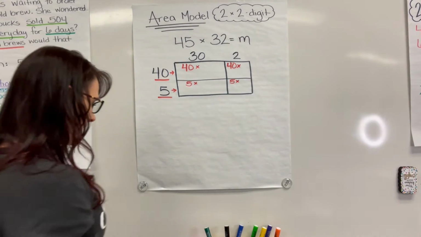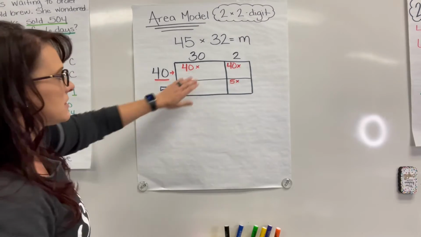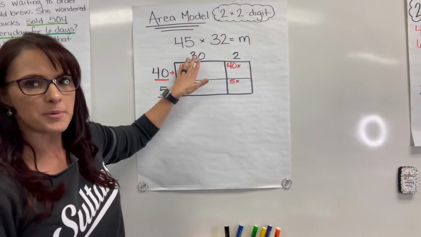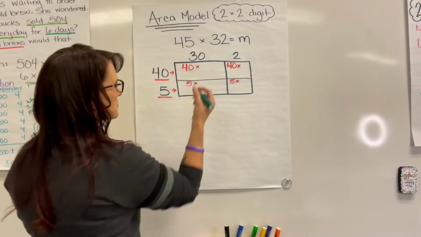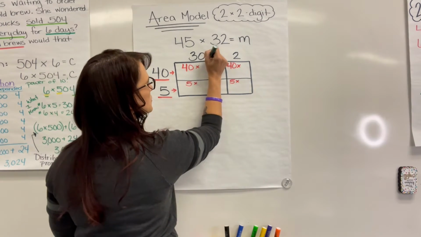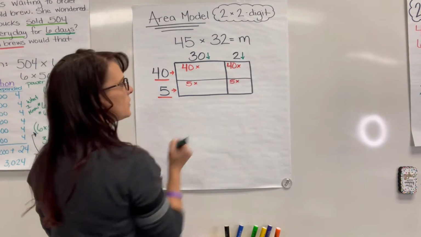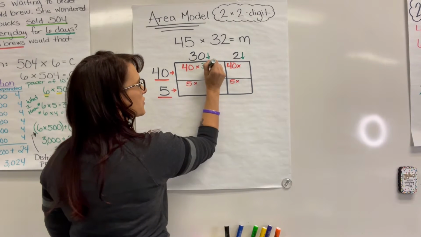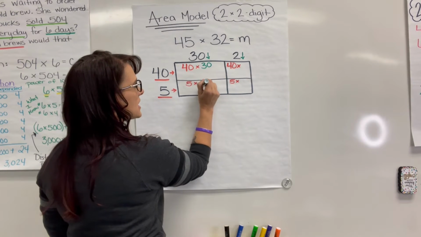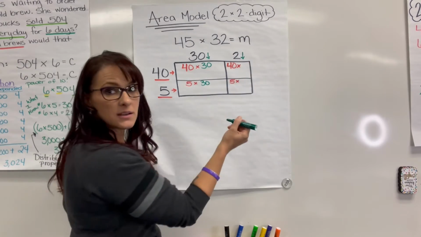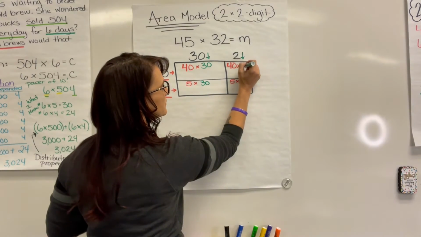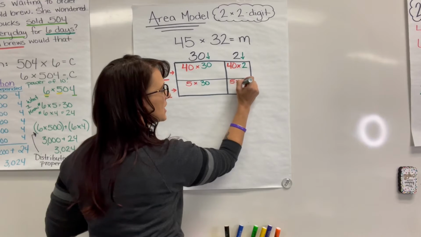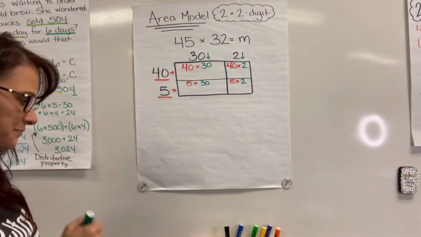Okay? Now I'm going to look at my top amounts, sorry, not digits, my top numbers, and those are going to visit each box going down. So I'm going to have 40 times 30, 5 times 30, 40 times 2, and 5 times 2, okay?